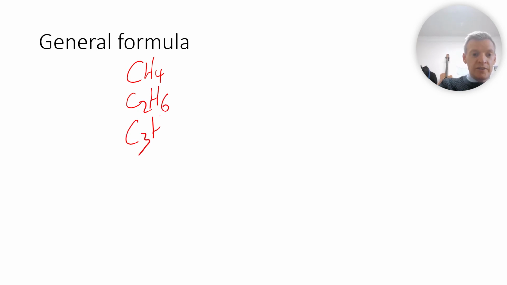So we've looked at lots of different types of formula, but we've missed one of the formulas, which is called the general formula. And alkanes will all have the same general formula. So if we just start thinking about what some of the first few formulas were, we had CH4, we had C2H6, we had C3H8, and we had C4H10. So methane, ethane, propane, and butane.